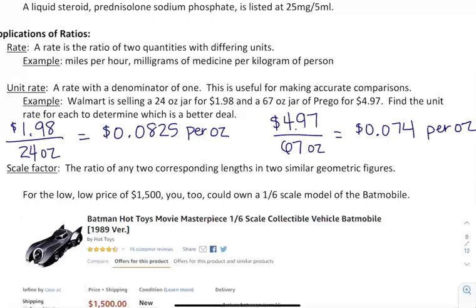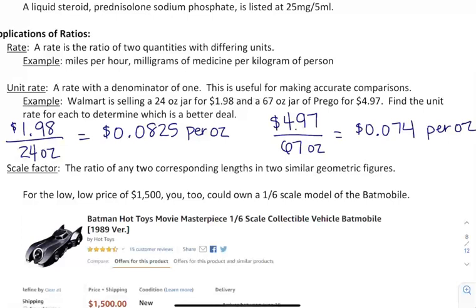So it's always good to check before you buy the larger container, because it may actually be cheaper to buy a couple of the smaller ones, if you have a need for a larger amount. But here, the unit price can be used to figure out which one's the better deal, and in this case, it is the 67 ounces.